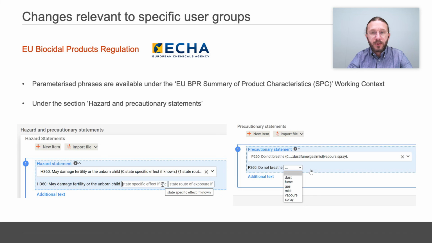I will highlight that with a couple of screenshots here, and this is a functionality that you can now access using Euclid and navigating to the working context EU BPR SPC. You will see there that under the section hazard and precautionary statements, when you enter hazard statements and precautionary statements, you will have the possibility to specify in separate fields some parameters that are useful for the phrase. And you can see that sometimes you can enter free text fields, but sometimes you will have a pick list to choose from to complete the statements in the correct way. This improvement will be extended to other working contexts in the future as well.